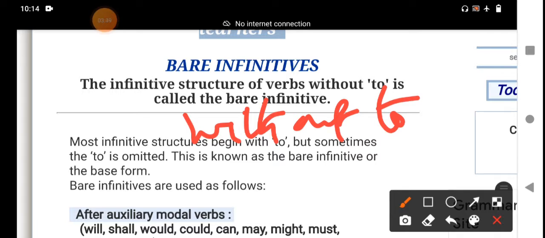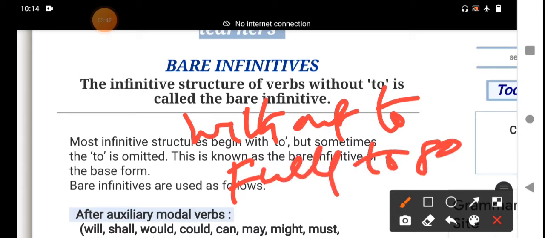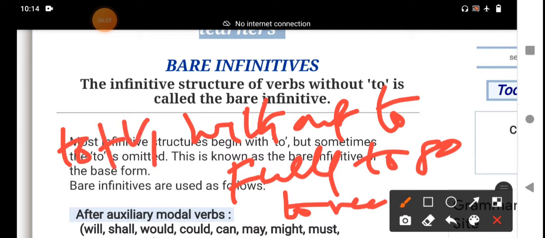The infinitive with to is called full infinitive. To go, to read. This is called full infinitive or to infinitive. When you use the full infinitive, we add to before the verb: to plus v1 is called to infinitive. It is full infinitive.